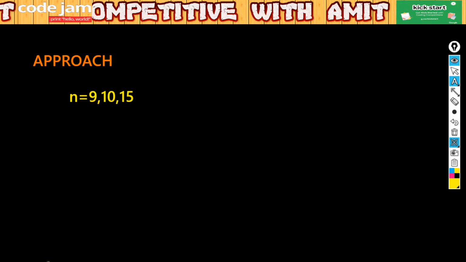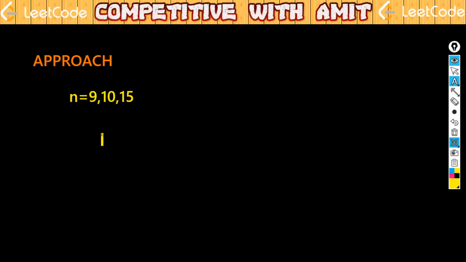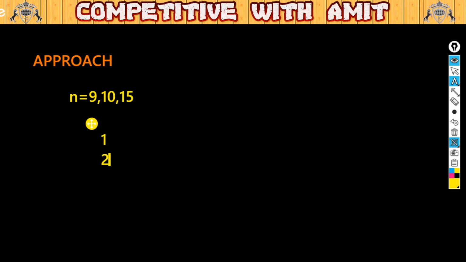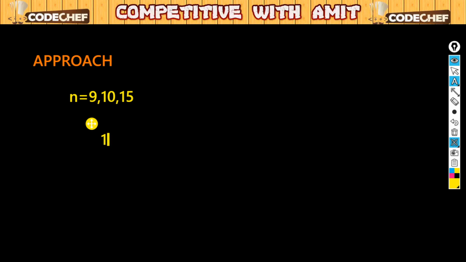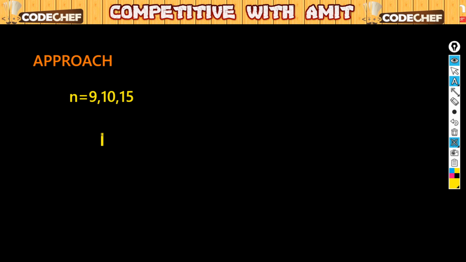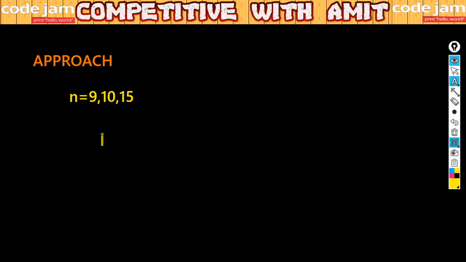So now we'll look at our second approach. First of all, we have to return only 4 possible numbers. It can be 1, 2, 3, or 4. Now we all know how we will check for 1. We will check whether the number itself is a perfect square or not.